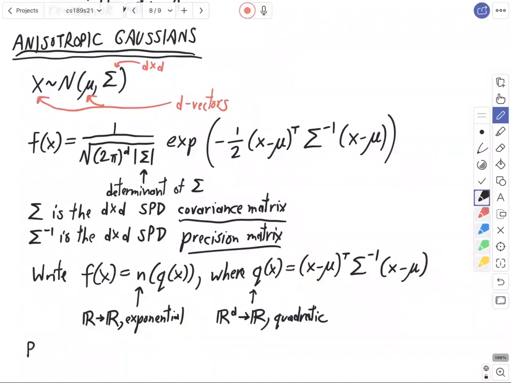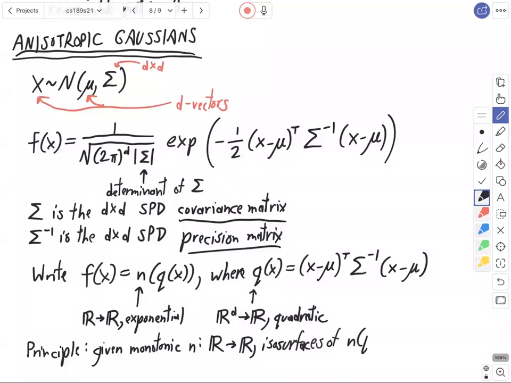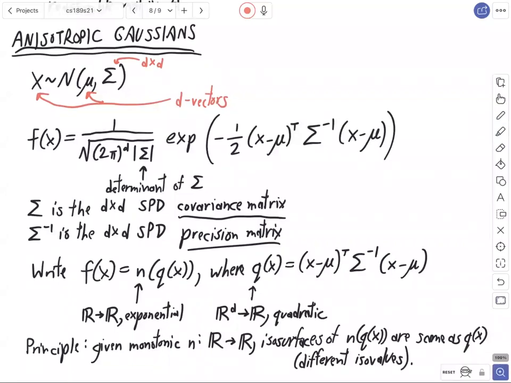So there's a little principle here, which I just stated, but I'll say it again a little more slowly. If you're given a monotonic function n from reals to reals, then the isosurfaces of n of q of x are the same as the isosurfaces of q of x. It's just the iso values that change. So the same isosurface will have different iso values before and after.